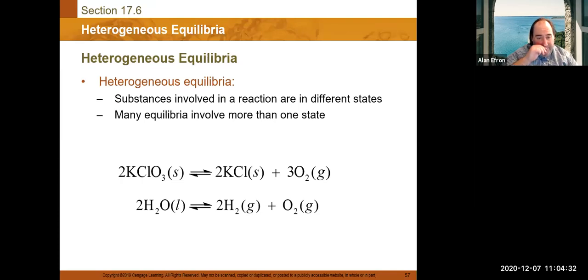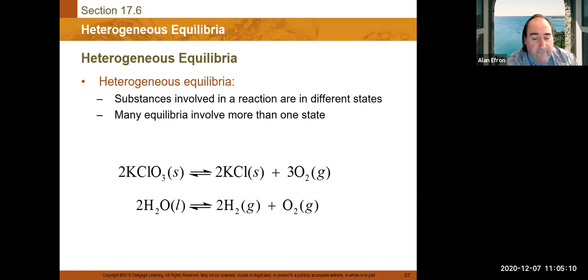And these are some examples of heterogeneous equilibrium. And much like a heterogeneous mixture, where you see different layers, different phases, same idea here. Not everybody is in the same phase, but there are different phases happening. There's more than one involved. So we look at the top one, which is basically a decomposition reaction. They're both basically decomposition reactions. First one, we have solid that goes to solid and gas. The second one is we have liquid that goes to gases.